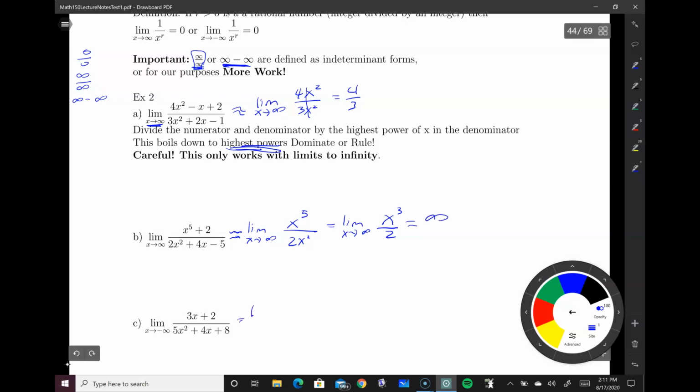Here I'm taking the limit as x goes towards negative infinity. Carrying that along, so I have 3x over 5x squared, cancel. So I get 3 over 5x, let x go to infinity. I get an infinity in the denominator, 3 over infinity, that gives me 0.